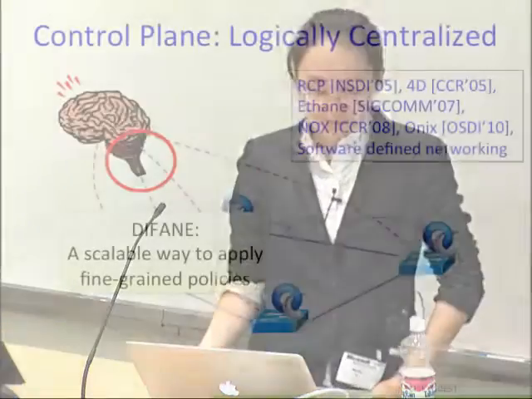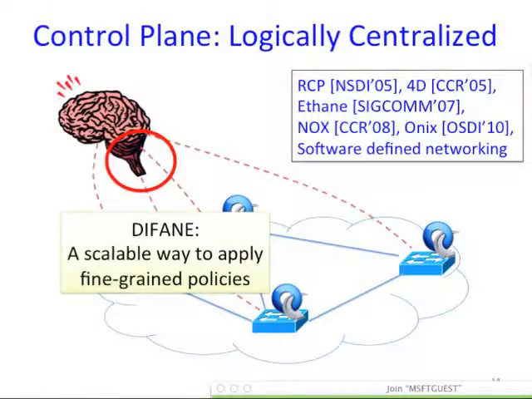So in order to solve this problem, we present DIFANE. It's a scalable way to enforce fine-grained policies in the switches. DIFANE's idea is basically to pull some lower-level functions of the brain back to the switches, and by doing that, you can achieve better scalability.